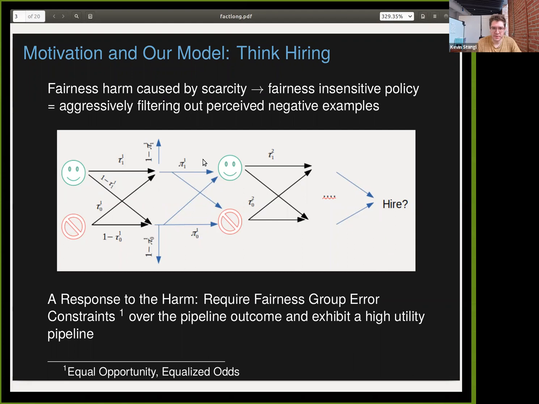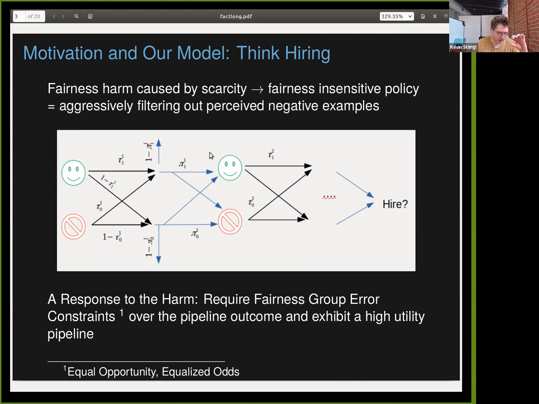The way the tests give feedback, I'll just explain this at a very high level now, and then we'll move into it more in detail later, is a positive shows up, takes a test, and passes it with some probability tau_1,1. And a negative shows up, takes a test, and passes it with probability tau_1,0. And tau_1,1 is greater than tau_1,0, where the superscript indicates the test stage. And then given that, the company has a pool of people who passed the test and a pool of people who failed the test.